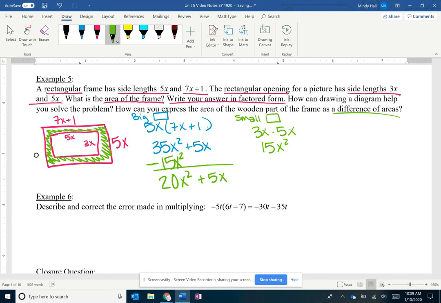Now, because they wanted the answer in factored form, I can't leave it like this because I have a greatest common factor. In these numbers, I can take out a 5, and with the variables, I can take out an x, which would leave me with 4x plus 1. Okay?